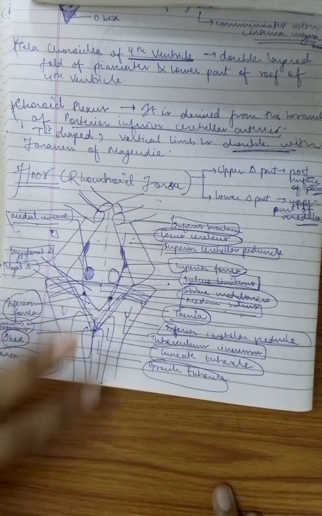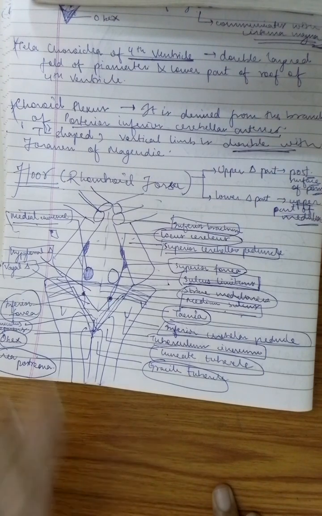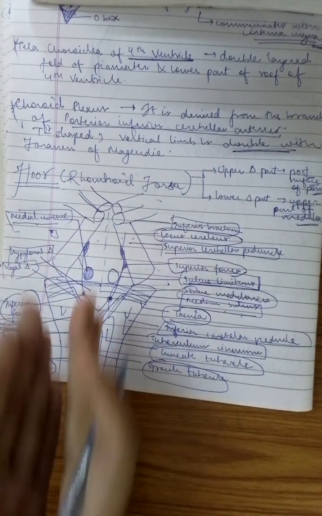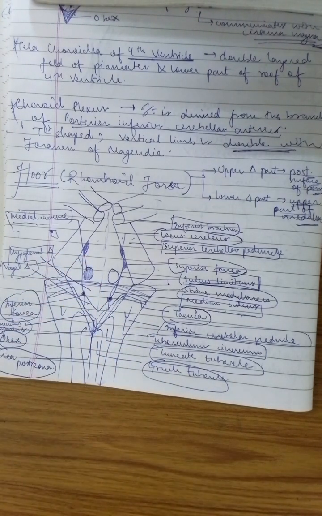And from here the pyramidal tract fibers pass through this gracile tubercle and cuneate tubercle. So this is the floor of the rhomboidal fossa.